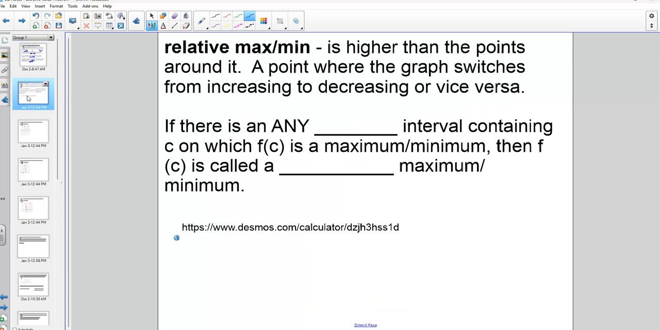Okay, so relative max or min. A relative max or min is higher than the points around it. That's a very informal definition. It also can be known as a point where the graph switches from increasing to decreasing, or vice versa. Right? That's a more formal definition. So whenever we talk about this, we're thinking about something like this graph right here. This point right here would be a relative maximum. It's not the absolute maximum. It's not the highest point on the whole graph, but it is higher than the points around it. And you'll notice here we switch from increasing to decreasing at that point.